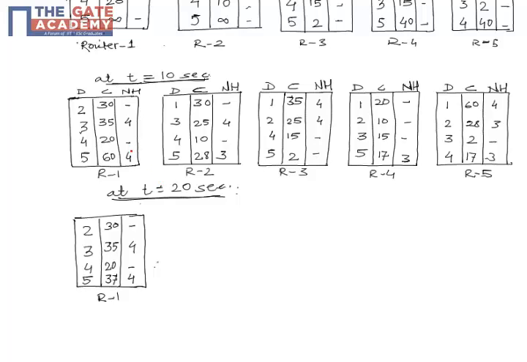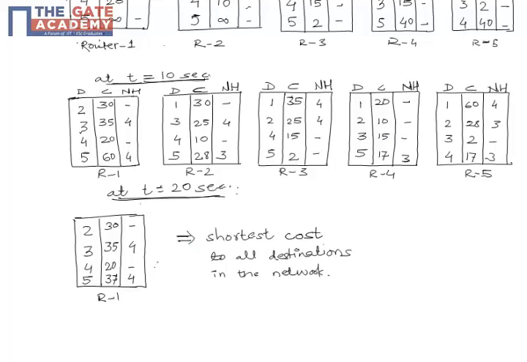At time t equal to 20, router 1 again receives the distance vector routing tables from routers 2 and 4 and again updates its table to reflect the minimum or shortest path. For example, router 1 knows that to reach router 5 the minimum cost is 37 via router 4, since router 4's distance vector was also updated at time t equal to 10 seconds. This table gives the shortest cost to all the destinations in the network from router 1.